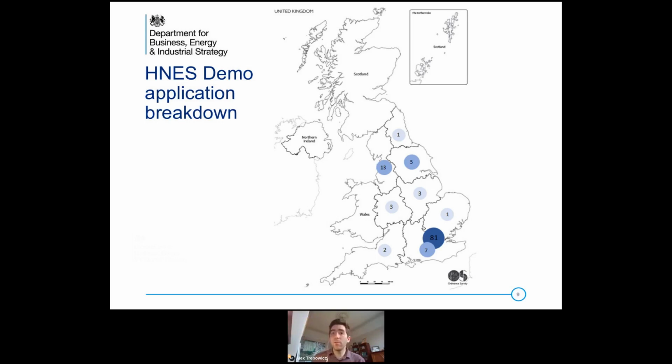In terms of the geographical split of projects, there was a very strong London focus. Over two thirds of our applications were London based, which in one sense reflects the nucleus of heat network development, certainly in recent years, but it's quite high even compared to, for example, our OPSS data sets. The scheme was also open to Welsh networks, but we didn't receive any applications from Wales. So we're working with Welsh government colleagues to understand the reason for that and whether that's something we want to address going forward.